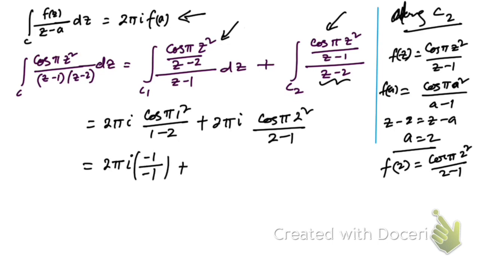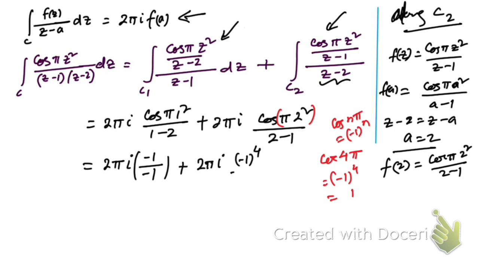So here you see this is going to be cos 4 pi, and we know that cos n pi is minus 1 to the power n. So here it's minus 1 to the power 4, and that's going to be plus 1. So 2 pi I times minus 1 to the power 4 divided by 1, an even power of minus 1, is again plus 1. So here we're going to get 4 pi I.